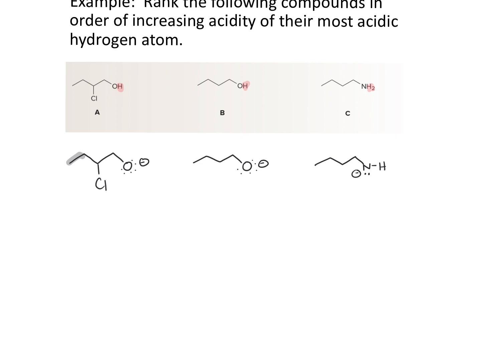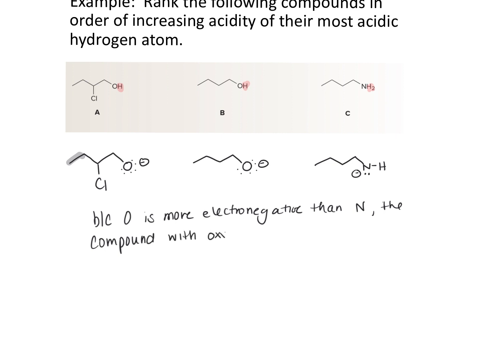What we see here is because the acidity increases from left to right, the OH bond here is going to be the most acidic. Oxygen is more electronegative than nitrogen, so the compound with oxygen will be more acidic. Now we have two of those. We've got two compounds with oxygen, both A and B have that. But what we can go ahead and do is say, look, compound C is the least acidic.